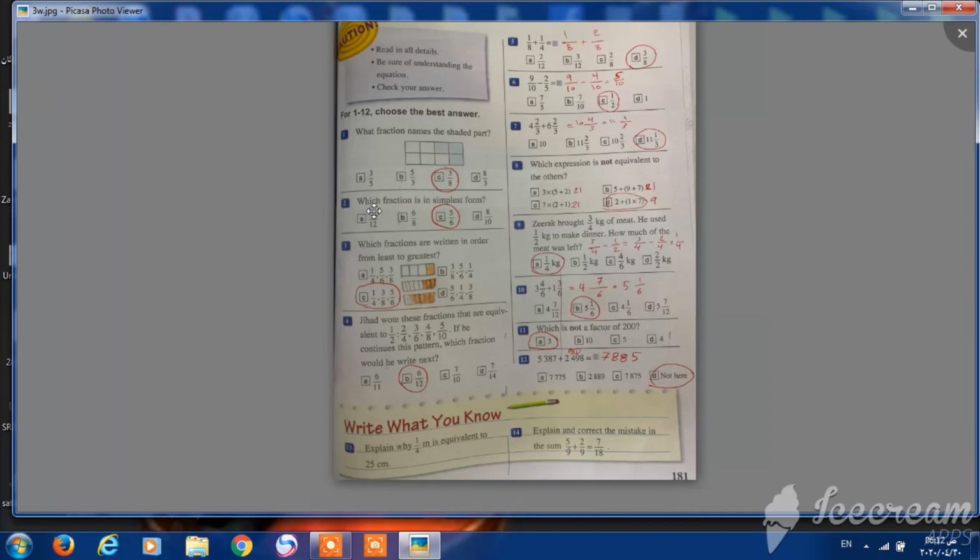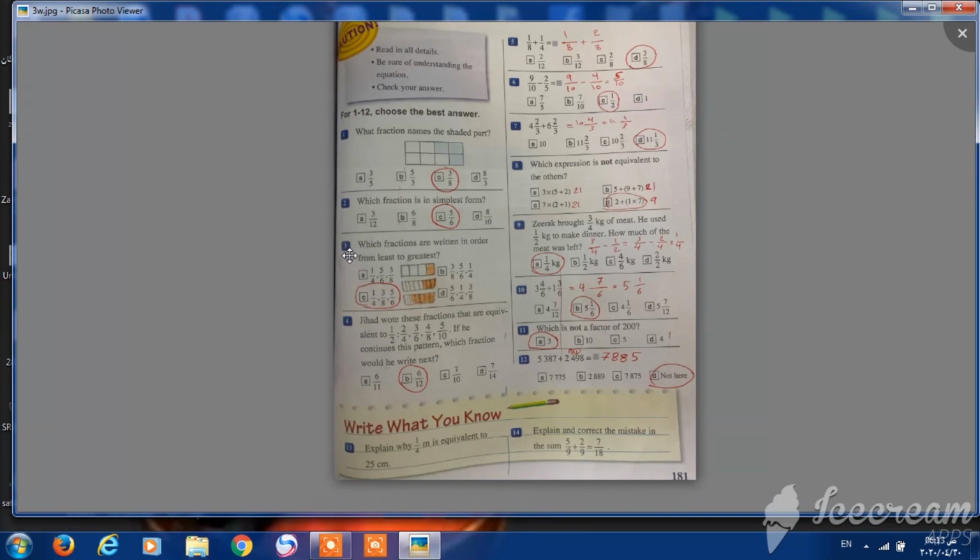And number 2, which fraction is in simplest form? 3 over 12? No, because you can divide it by 3. And 6 over 8? No, because we have a common factor of 2. You can divide it by 2. 5 over 6? Yes, because we don't have any common factor between them.